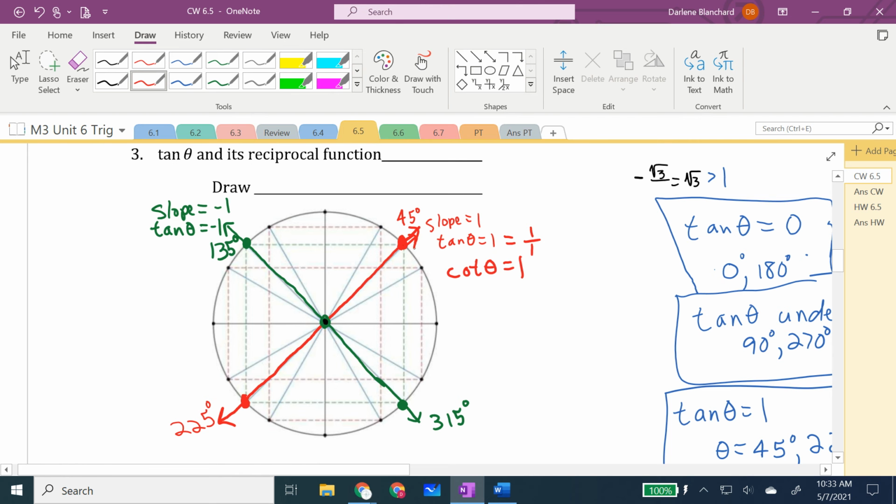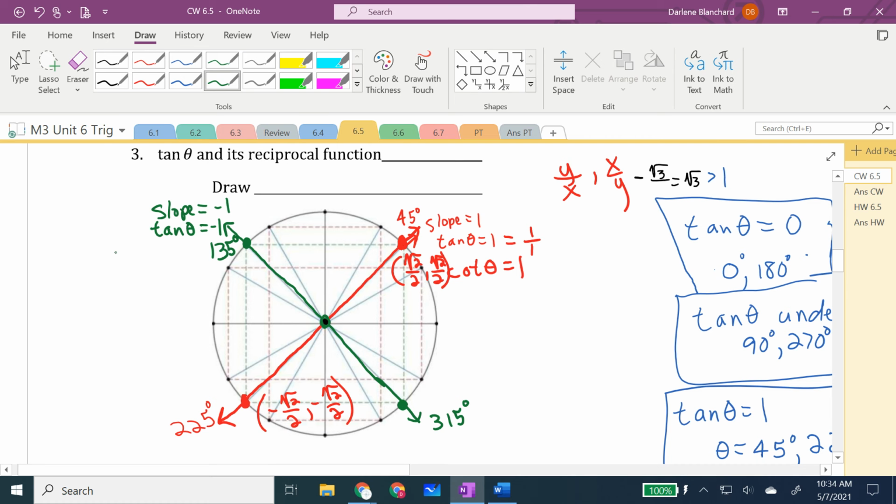That is a place where your x and your y coordinates are identical. Right here, they're both positive √2/2. Down here, they are both negative √2/2. So whether you do tangent, which is y divided by x, or you do cotangent, which is x divided by y, you're getting 1. So tell me what you're getting when the slope is -1.